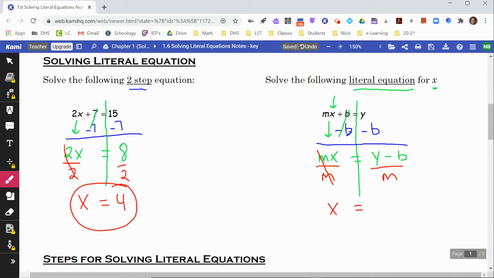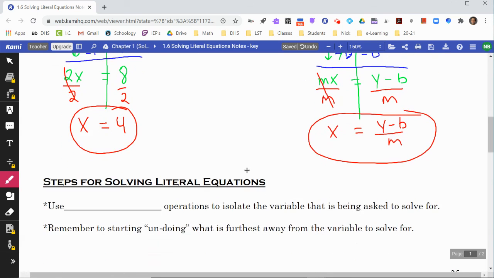And now I have y minus b divided by m. Well, none of those are like terms, so there is no simplifying. I'm just going to rewrite it as y minus b divided by m. And that's going to be my answer. It's going to look a lot different from every other solution that we've done so far, but that's okay. That's what literal equation means, that there are going to be a lot of letters in there.